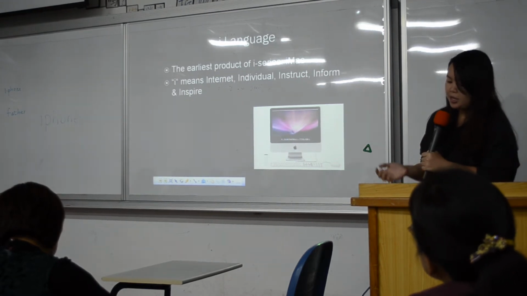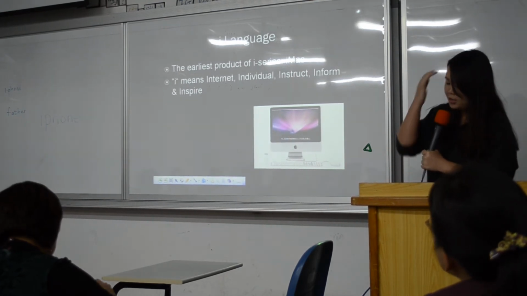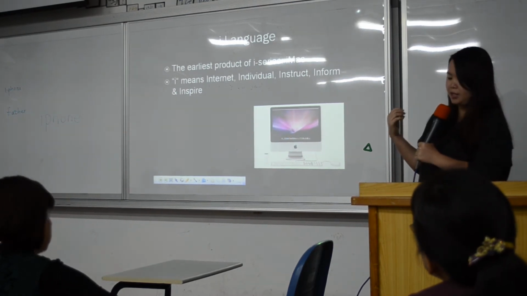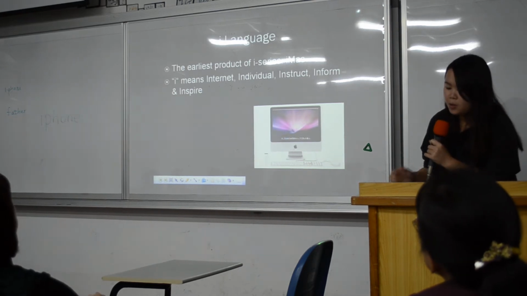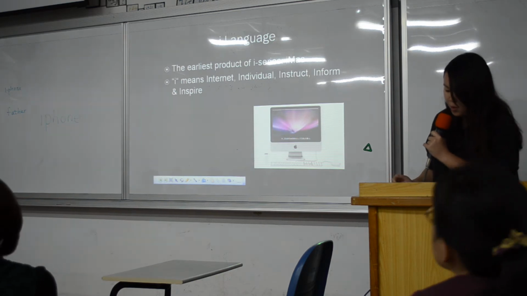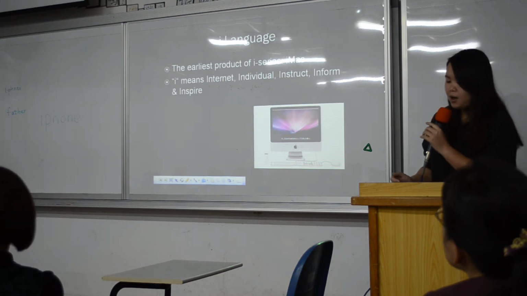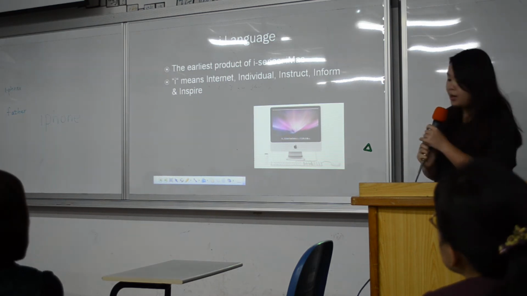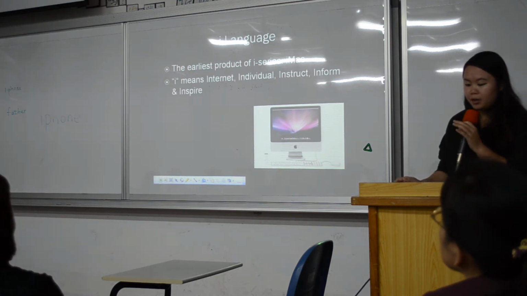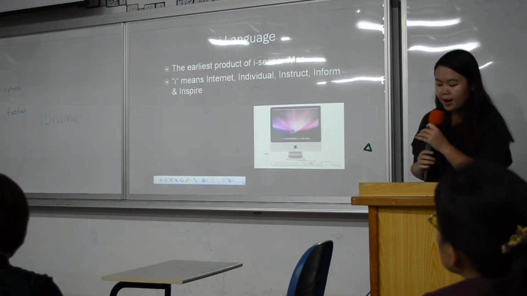And then since it's a personal computer, it is not only a personal computer but also a beautiful standalone product. So that's what the individual means. It also aims to educate and instruct people, because people can find more and more resources on the internet. And the last one is that they hope the release of iMac can inspire the Apple company to create more and more useful products in the future.